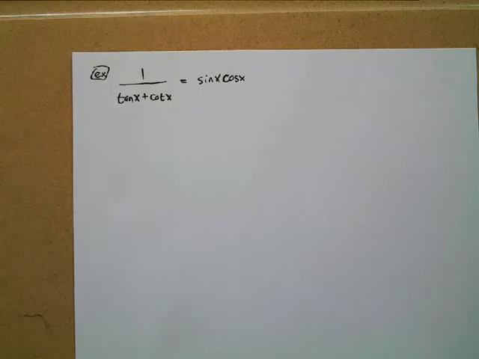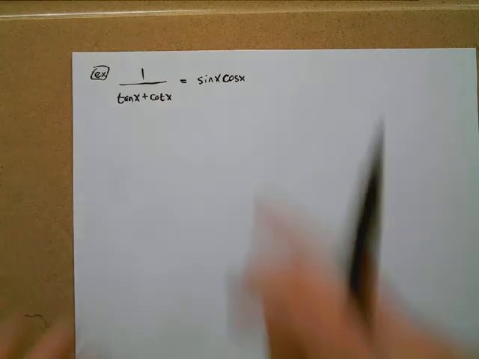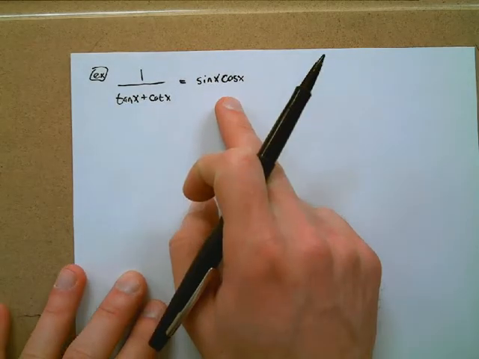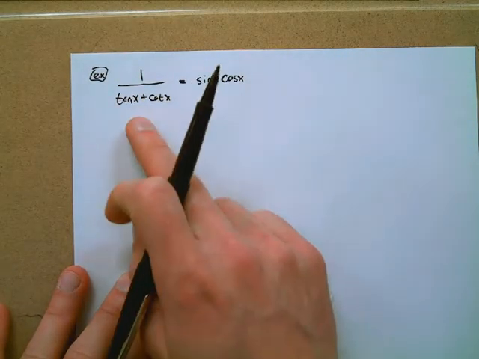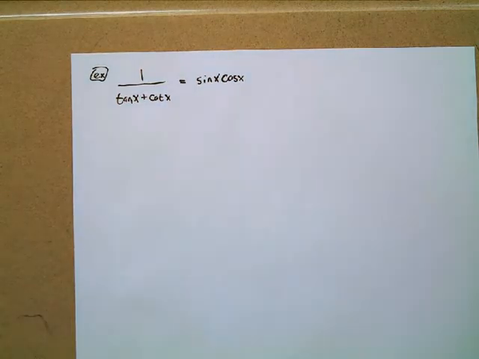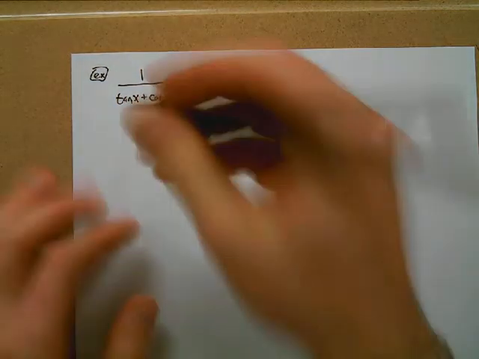Oh, change tangent, you mean? Wait, I wrote it down wrong. But yes, that's the idea. We want to change tangent and cotangent in terms of sine and cosine. Same idea. So tangent is sine x over cosine x. Cotangent x is cosine x over sine x.